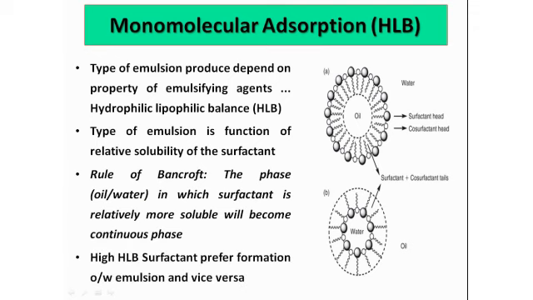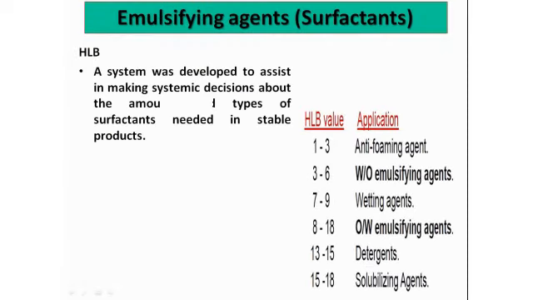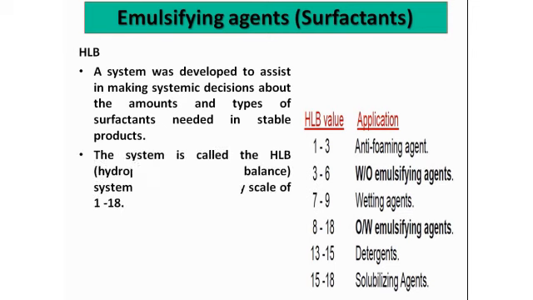Done. So a high HLB surfactant prefers formation of oil in water emulsion and vice versa. High HLB means a high hydrophilic lipophilic balance value of the emulsifier. A high HLB surfactant will prefer the formation of oil in water type of emulsion, and a low HLB surfactant will prefer the formation of water in oil type of emulsion. Clear? A system was developed to assist in making a systematic decision about the amount and types of surfactant needed in a stable product. This is the value I have given here.